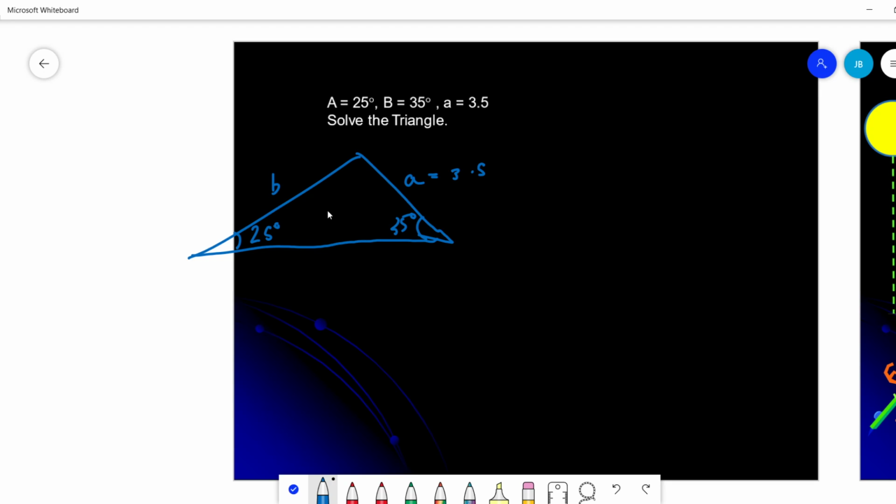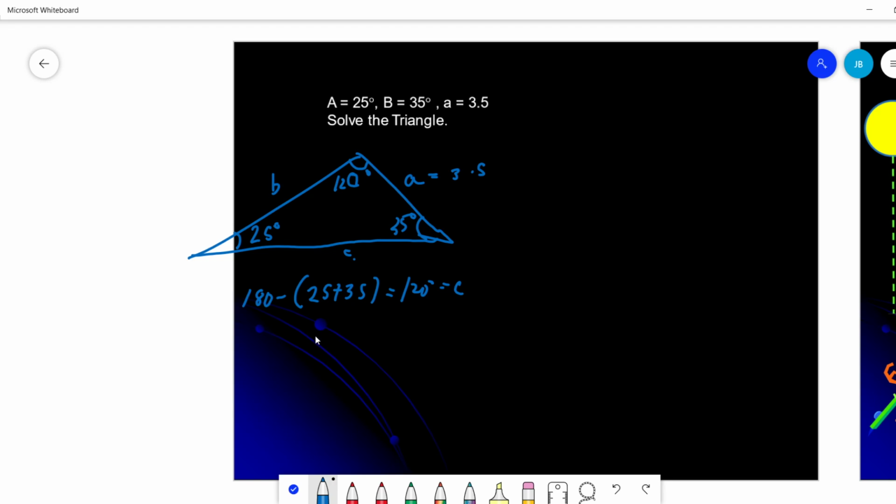Alright, so we are going to find angle C and side C. We also need to find side B, and that's it. So we need to find angle C, side B, and side C. To find angle C, we subtract 180 minus 25 plus 35 degrees. That is 120 degrees. Therefore, this is 120 degrees, so that is angle C.